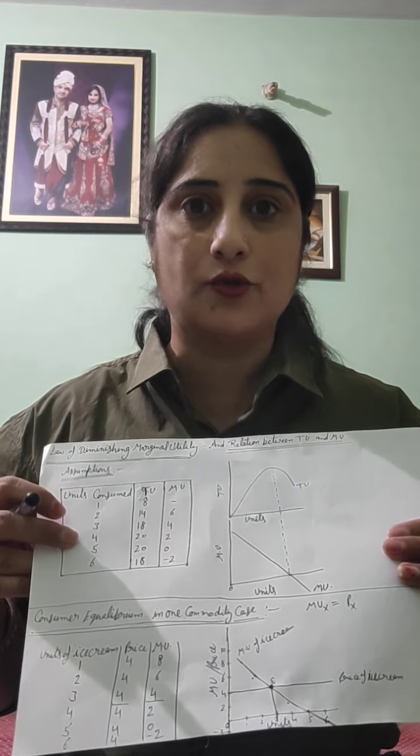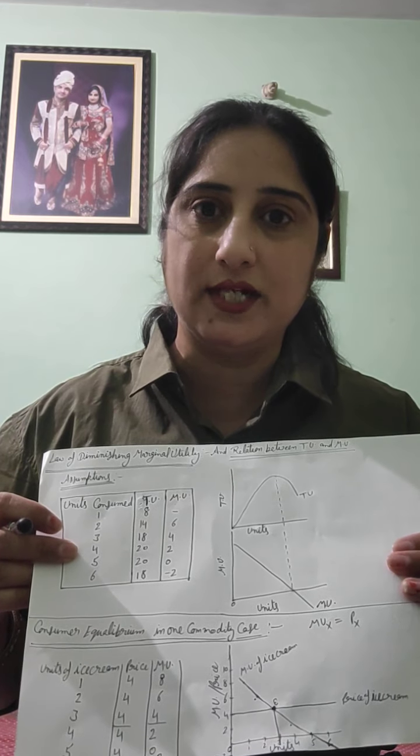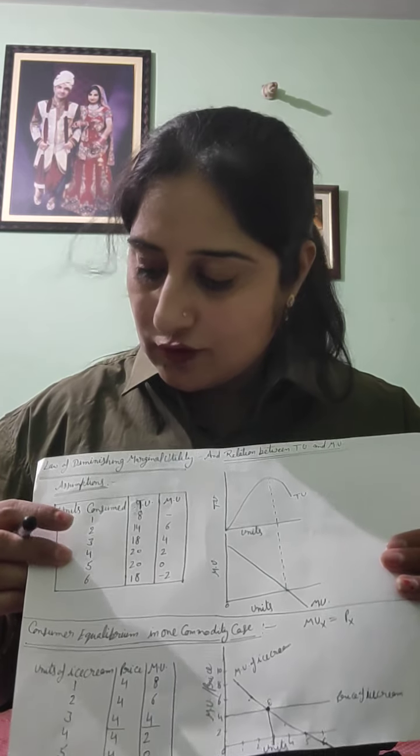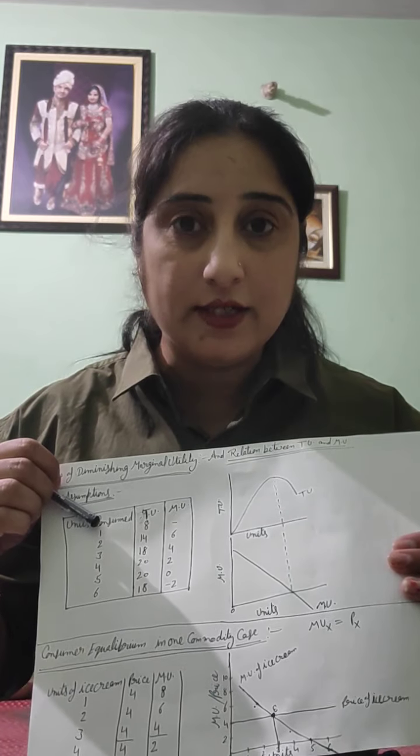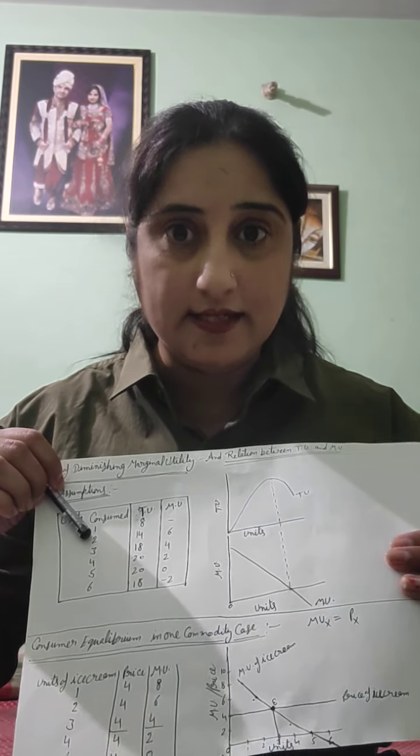I'm going to show you the relation between total utility and marginal utility. Students, these are the units of a commodity, like units of ice cream: first ice cream, second, third, fourth, fifth and sixth. And these are the total utility. First ice cream gives me a total utility of 8 utils, and when I eat the second ice cream, the total utility becomes 14.